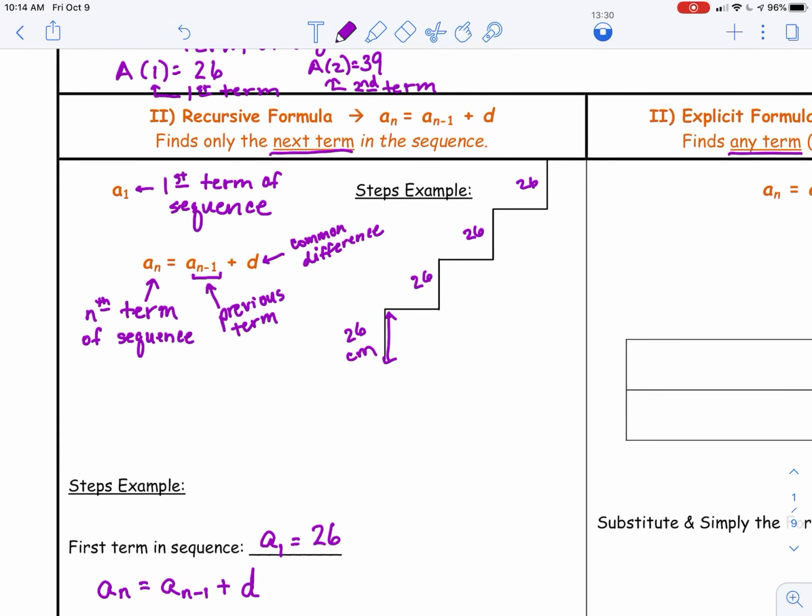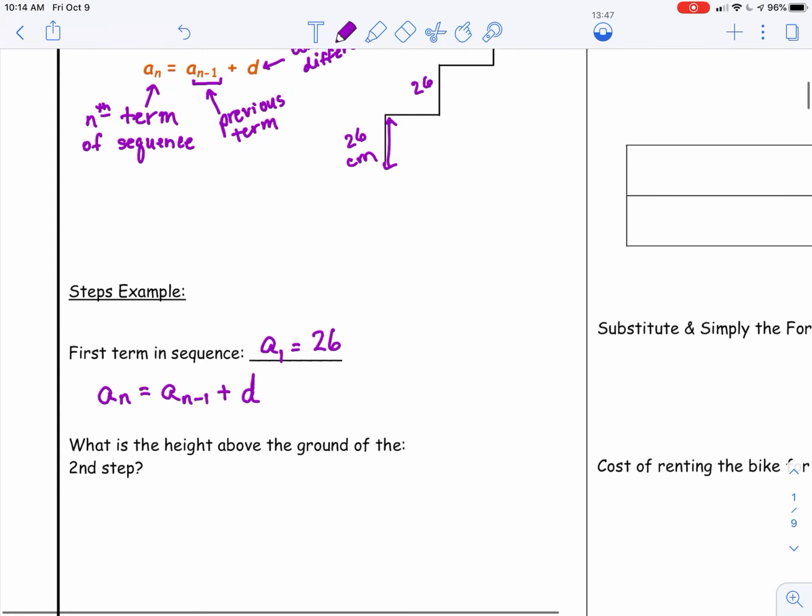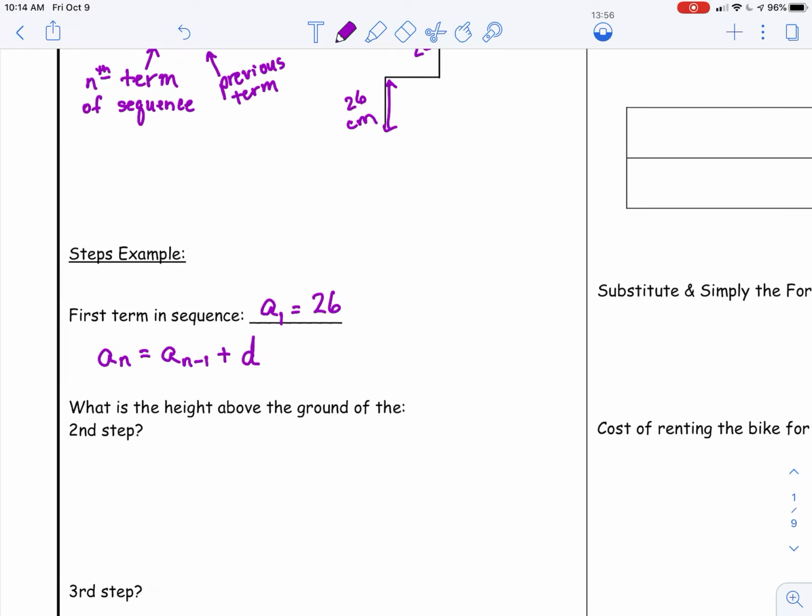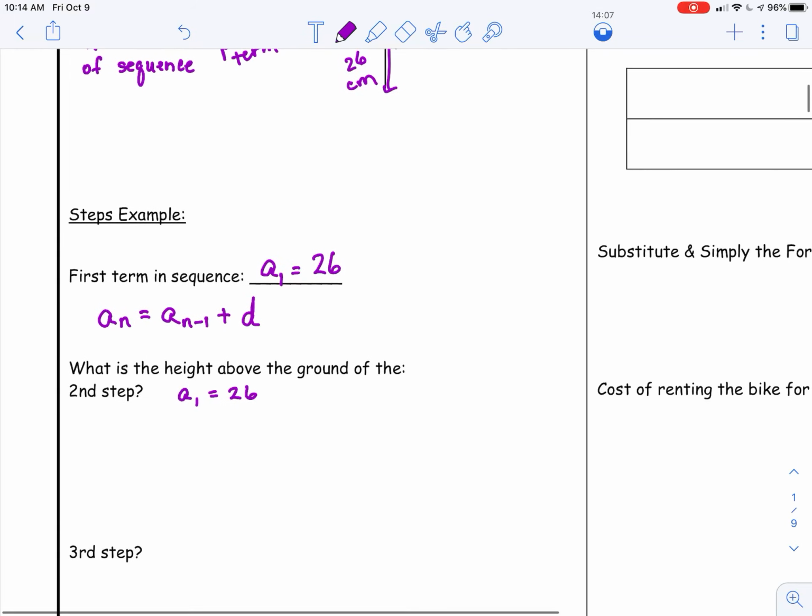So the formula is extremely helpful in finding them. Now remember, this formula is used only, and you might want to highlight this up here, for the next term in the sequence. That's going to be the major difference between the recursive formula and the explicit formula. The recursive formula only finds the next term in your sequence. All right, so here's my formula written down here now. So what do I need to know? What's the height above the ground of the second step? So we always want to know, okay, well, we said the first term, or the first step, in our sequence is 26. Now let's use our formula to fill in some information.